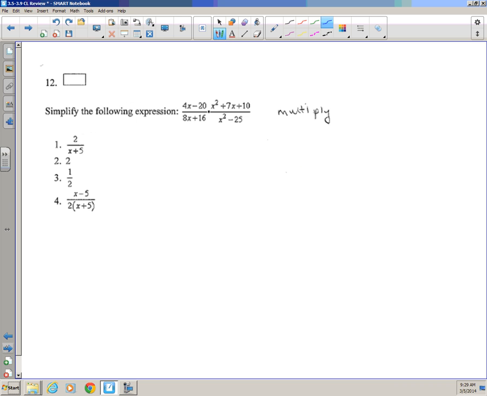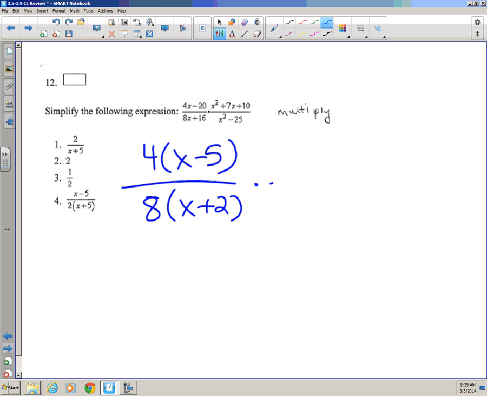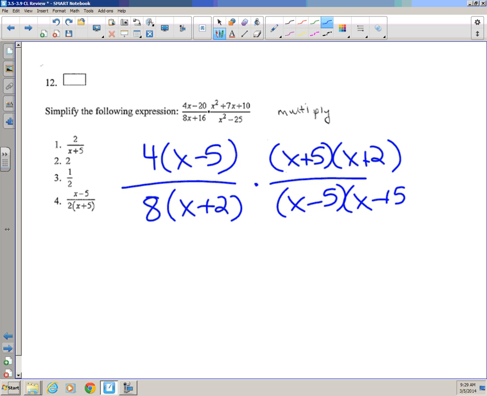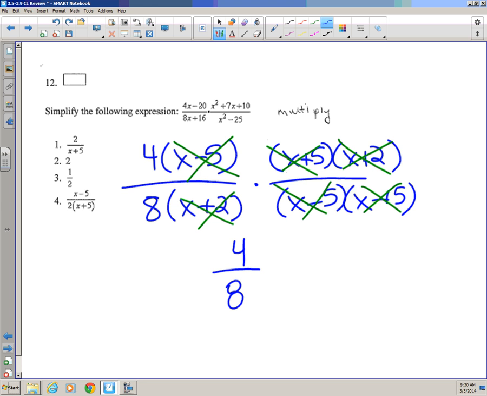12, multiply. GCF top left, 4, x minus 5. GCF bottom left, 8, x plus 2. Keep as is. Top is I am. What number am I on? 12. Top I am, x plus 5, x plus 2. Bottom is dots, minus 5, plus 5. Let's see. Plus 5, plus 5, plus 2, plus 2, minus 5, minus 5. You're left with 4/8, which is the same thing as 1/2, choice 3.